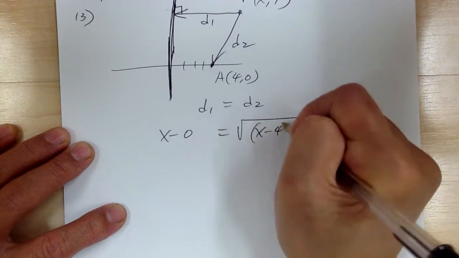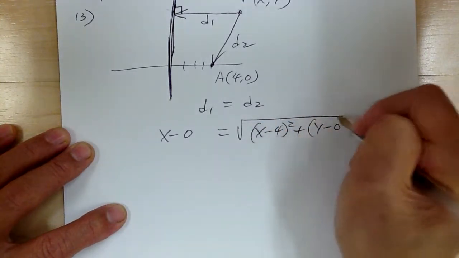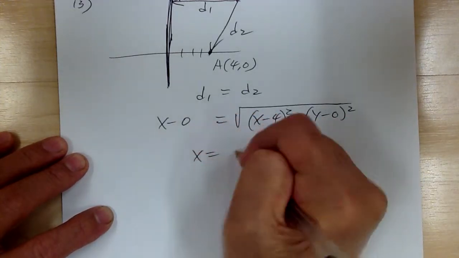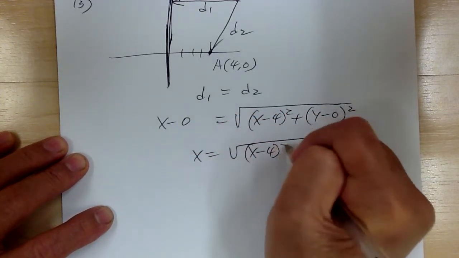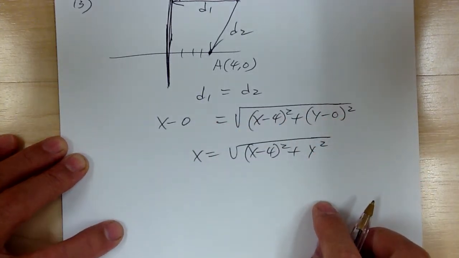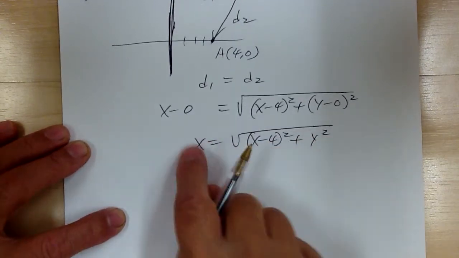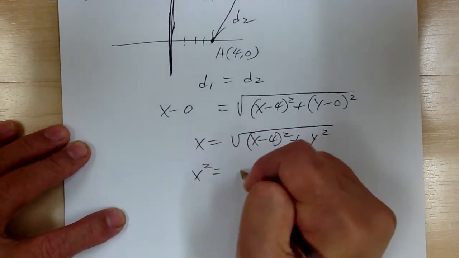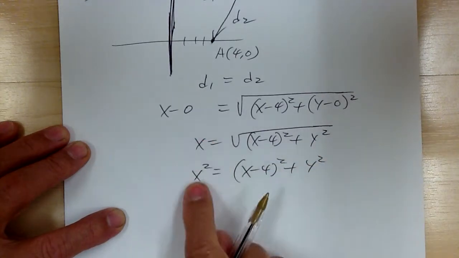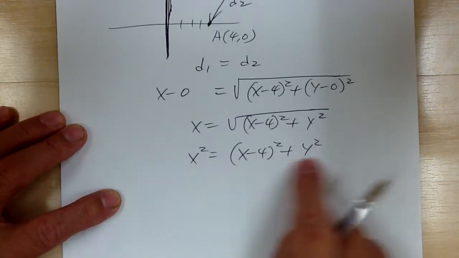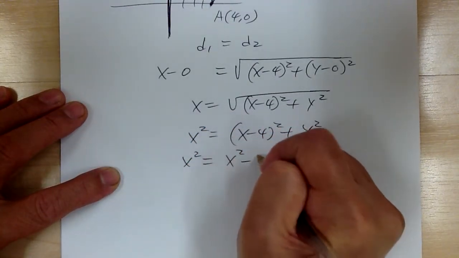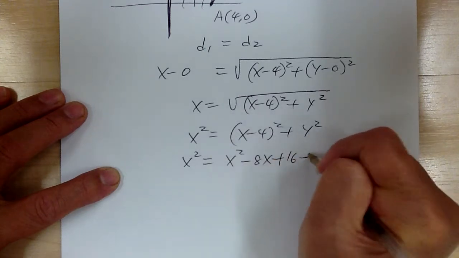So you're going to get x minus 4 squared plus y minus 0 squared. I'm going to simplify things a little bit, so I get x equal to the square root of x minus 4 squared plus y squared. Okay, so simplify, get rid of the 0. Then I'm going to square both sides. So square both sides, I get x squared equal to x minus 4 squared plus y squared. Right, square, you get rid of the square root. Then next, go ahead and multiply it out. So I get x squared equal to x squared minus 8x plus 16 plus y squared.